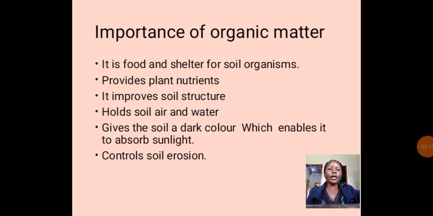And then lastly, we are saying that it controls soil erosion. Why are we saying that it controls soil erosion? Because organic matter helps in binding soil particles together, which controls soil erosion.